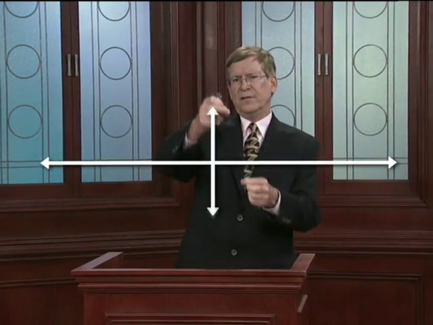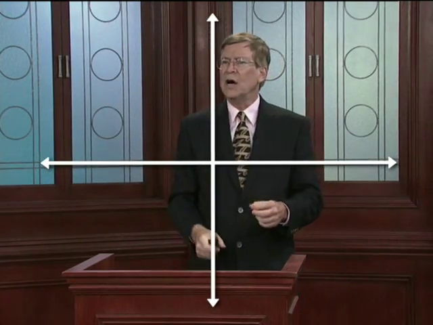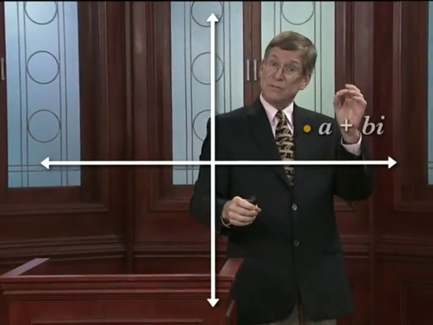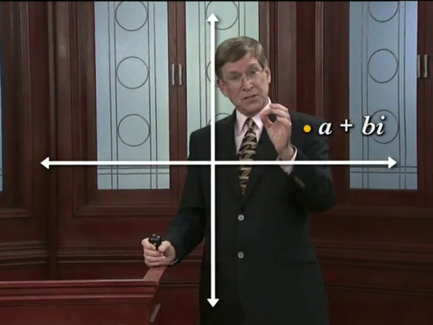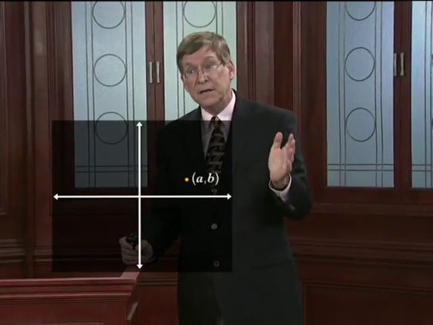And here's how it works. Imagine the x-axis, the old x-axis. That'll now be what's called the real axis. And then the vertical axis will be the imaginary axis. And a complex number a plus bi is plotted in this plane as the ordered pair (a, b). Let me show you some examples.